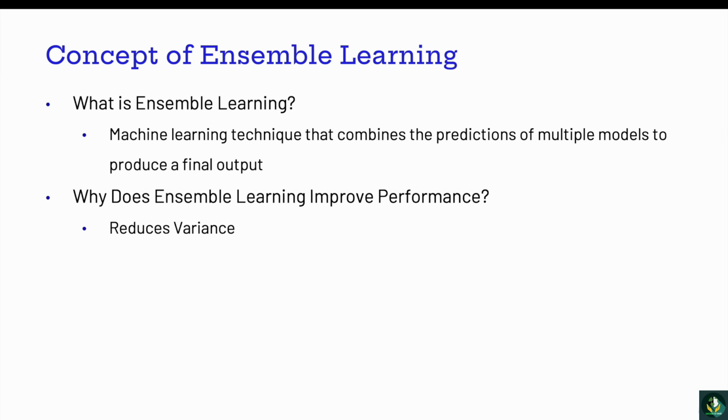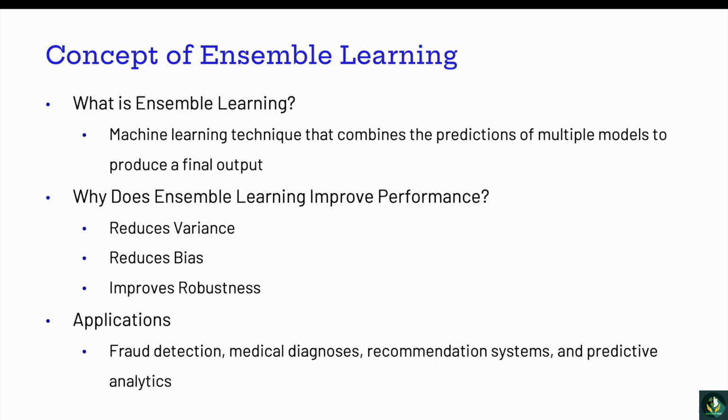Now, why does ensemble learning improve performance? First, it reduces variance. By averaging predictions, ensemble methods smooth out fluctuations caused by overfitting in individual models. It reduces the bias. Combining weak learners can lead to a more accurate prediction, compensating for individual model weaknesses. And then it improves robustness. Ensemble models are more resilient to noise in data compared to single models. Some of the applications include fraud detection, medical diagnosis, recommendation systems, and predictive analysis, as you probably already have guessed.